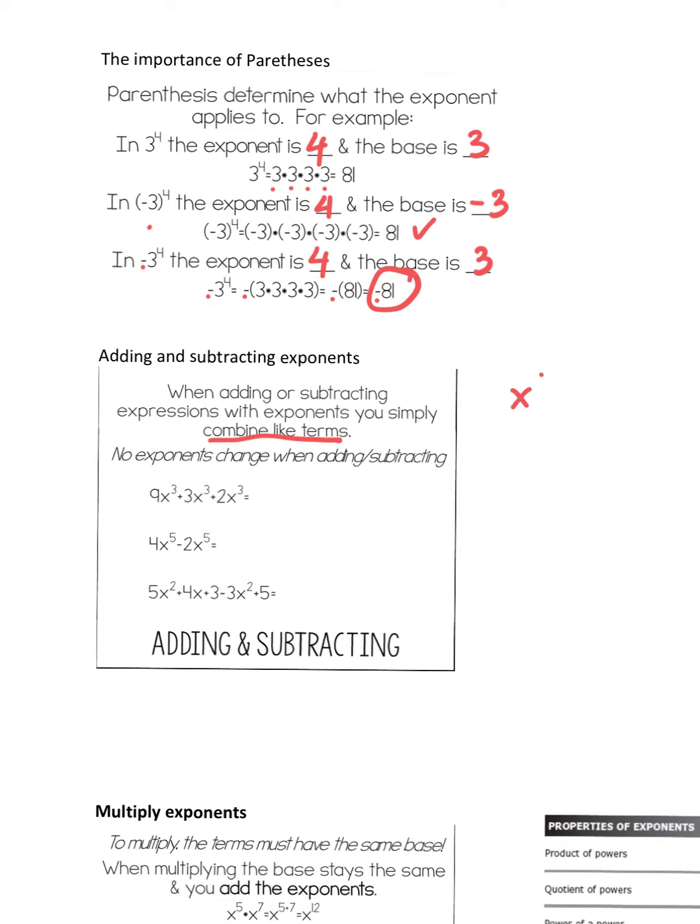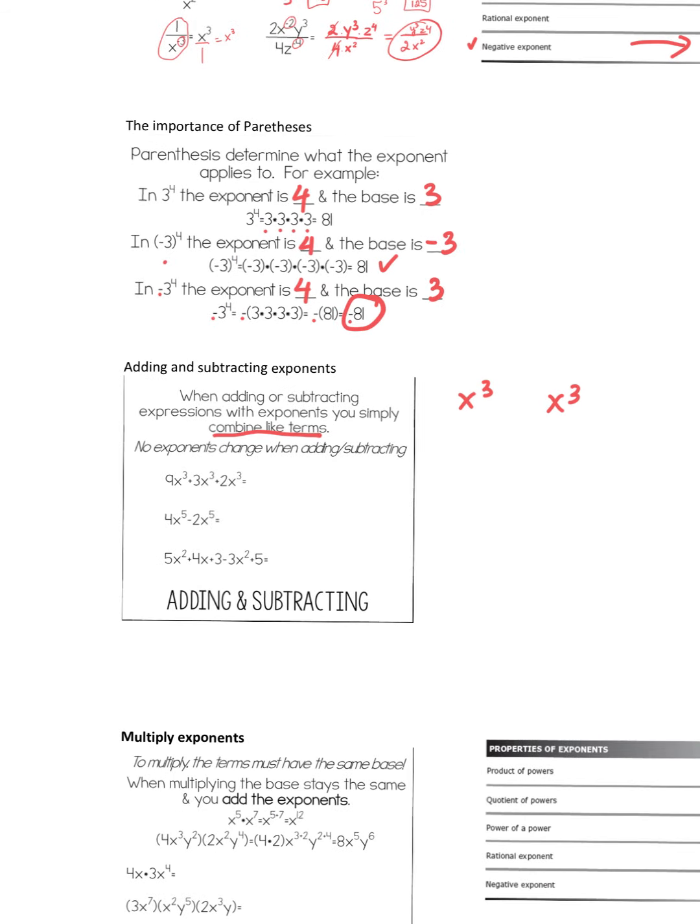So let's say we have x to the power of 3, and we have x to the power of 3. You can combine them, right? Add or subtract. But if there is x raised to the power of 2, you cannot combine x to the power of 3 with x raised to the power of 2. They are different.